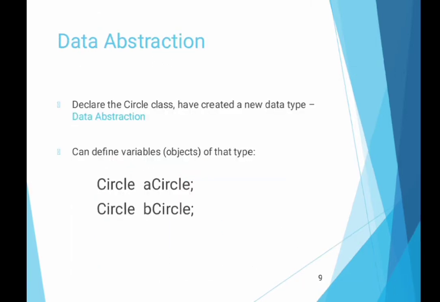Now, what is meant by data abstraction? When a class is declared, we have created a new data type, and this is called data abstraction. We can define variables of that type. Circle is not a built-in data type, but we have declared a class, and that class is considered a data type. This is called data abstraction, that is, hiding of data. A and B are objects of data type Circle, that is, the class. Circle A, Circle B: there are two objects as we have declared here.